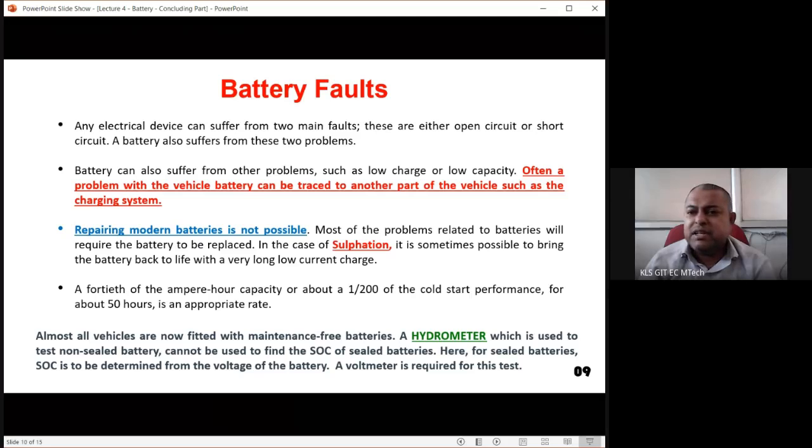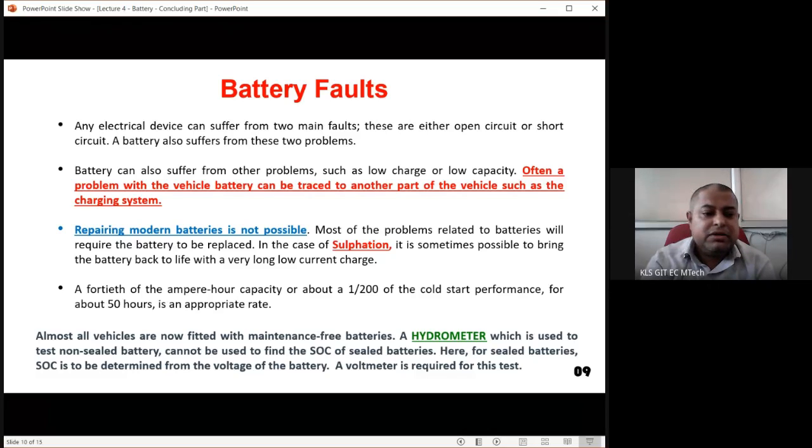How can we avoid sulfation, or if sulfation has happened, we can restore the battery by reducing the cold cranking as well as reducing the ampere hour charging. So very small current for very long period of time. If we connect to the battery, constant current charging, sulfation can be avoided.